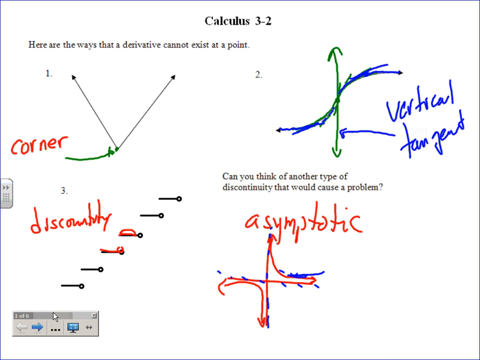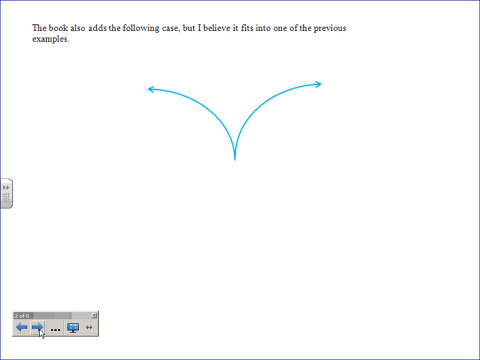So basically, 1 and 2 were continuous, but weren't necessarily differentiable. 3 and the x factor there, the asymptotic, weren't even continuous. Okay? So that'll prove interesting later. The book adds this one. I think this is like a hybrid of 2 of them. Yeah, it's kind of like 1 and 2 kind of thrown together, isn't it?